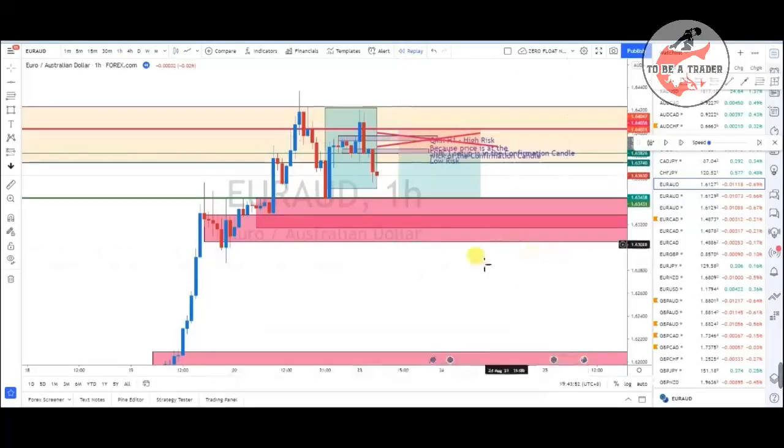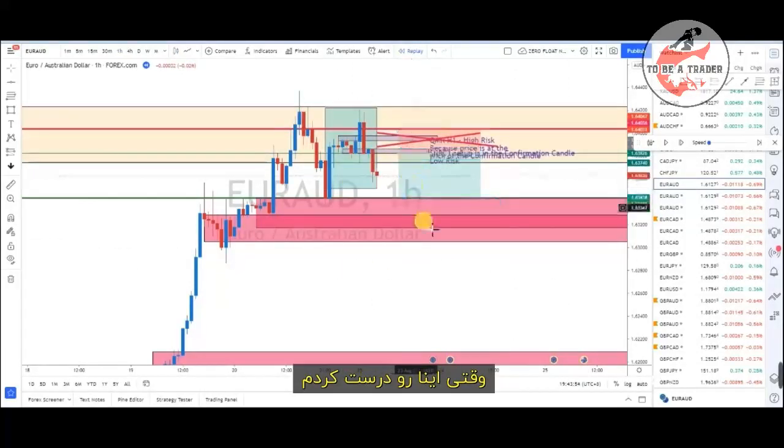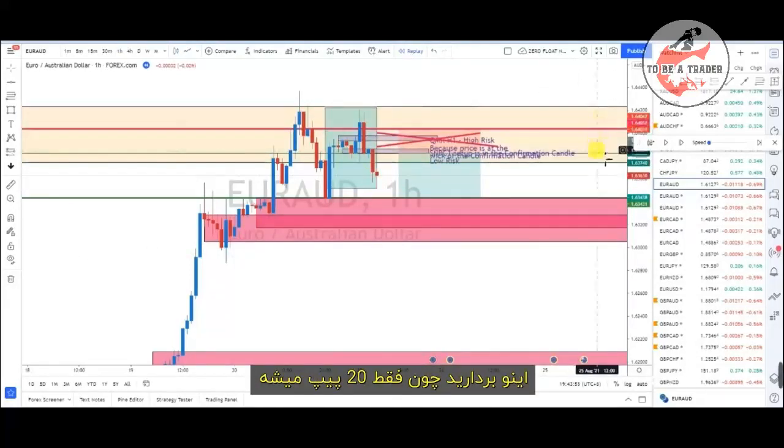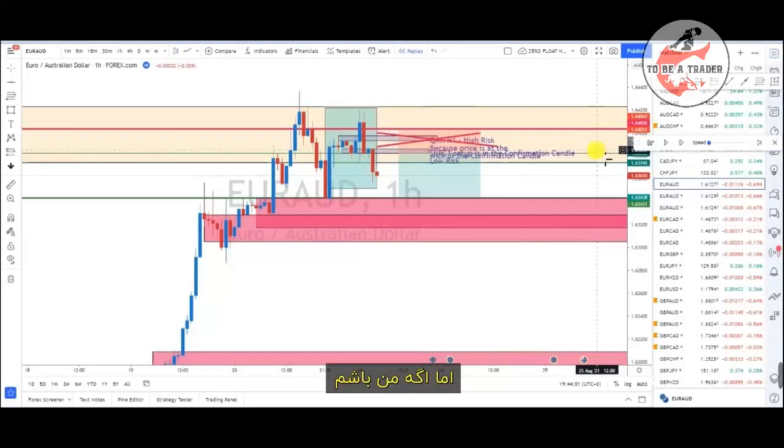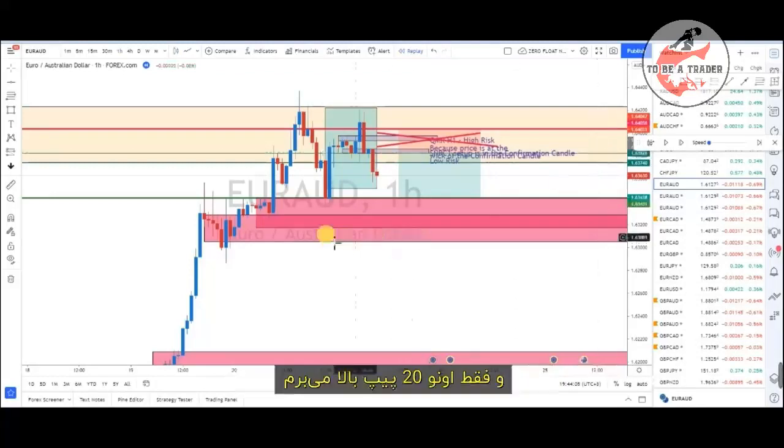Okay, guys. So once I have all of this, now there are 2 ways. One, if you're a risk taker, you can take this. It's only 20 pips. However, if it is me, I will set this as my entry point, my first TP, and I will only risk 20 pips.